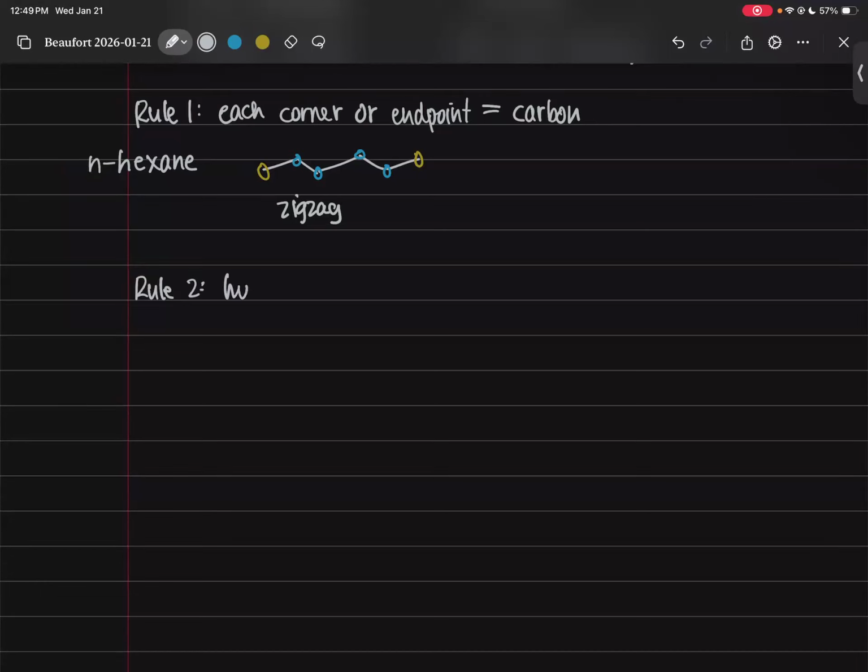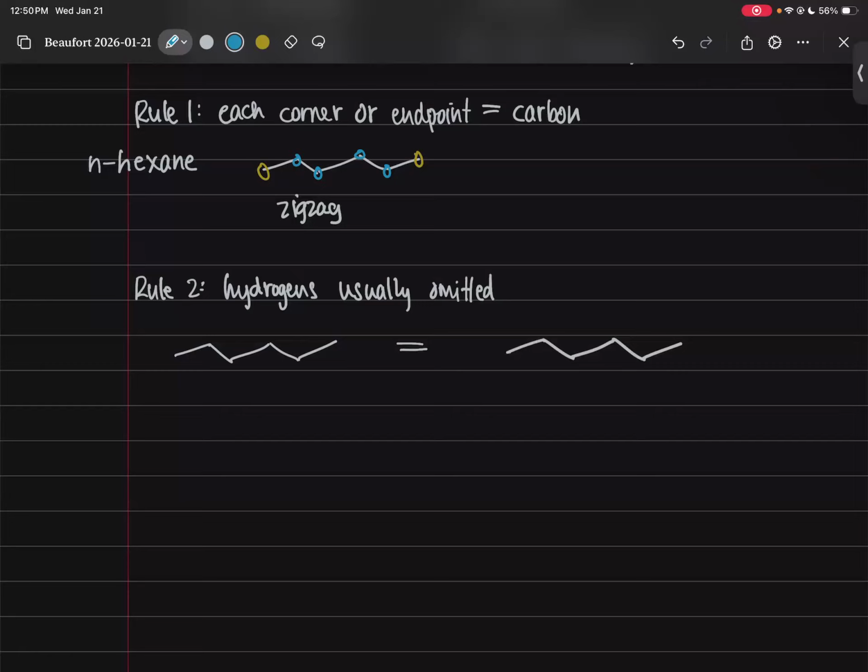Rule 2, again, we talked about this, but hydrogens are usually omitted. So if we draw hexane like that, we can also, and this is a good exercise and something I'll ask you to do in the homework, draw out all of the hydrogens. Not the carbons, because we know that a carbon is always at a corner or endpoint. But for hexane here, we can draw out all of the hydrogens.